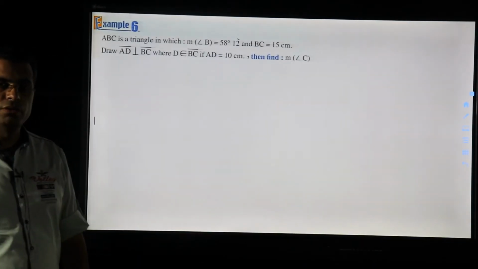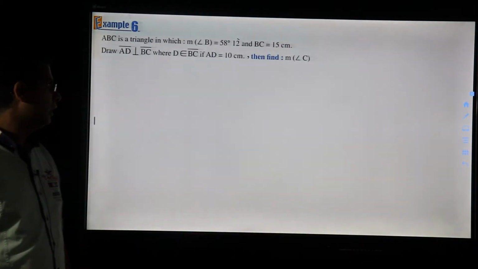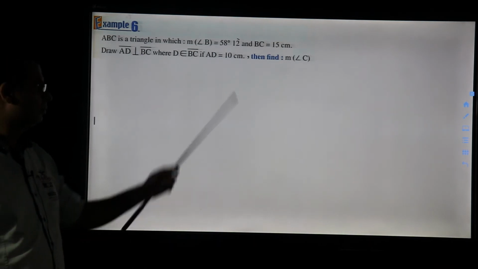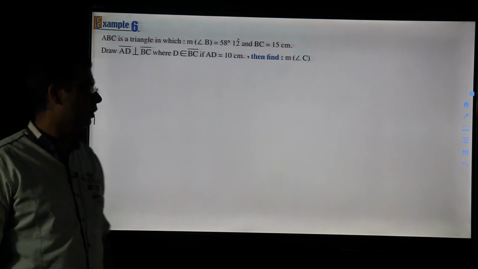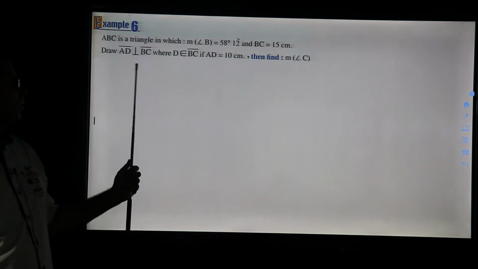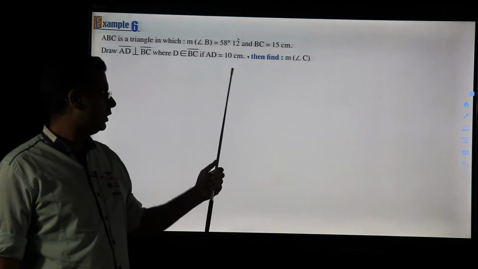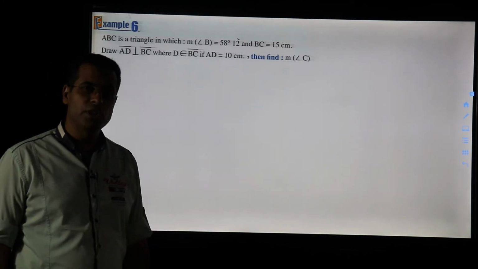Another example, we have triangle ABC. Measure of angle B equals 58 degrees 12 minutes. BC equals 15 centimeters. Draw AD perpendicular to BC, where D belongs to BC. If AD equals 10 centimeters, then find measure of angle C.